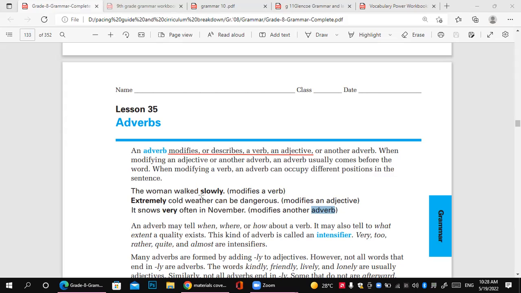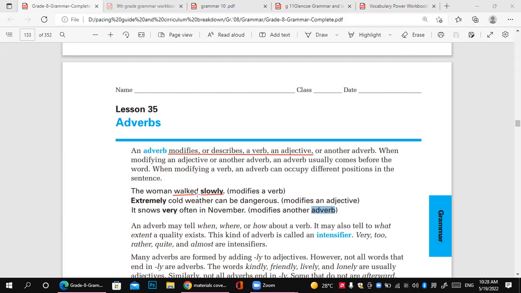The word slowly describes whom? Does it describe the woman or the walked? How the woman walked? She walked slowly. So slowly modifies the verb. Why the verb? Because slowly describes the verb, not the woman. I don't say the woman is slow. No, the woman walked slowly.